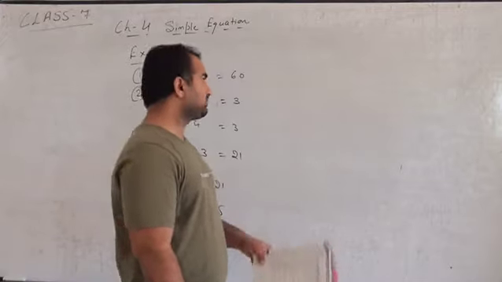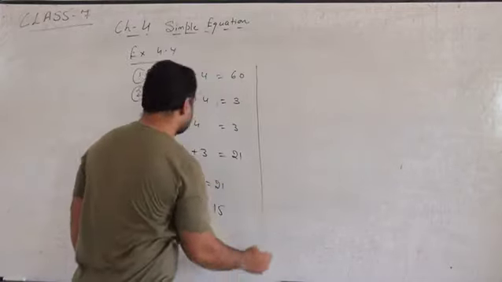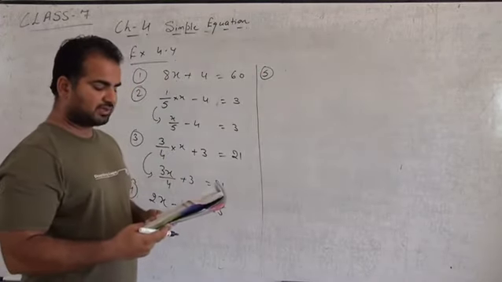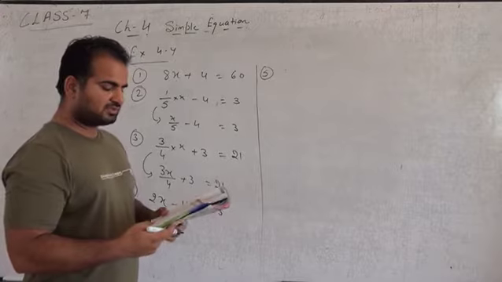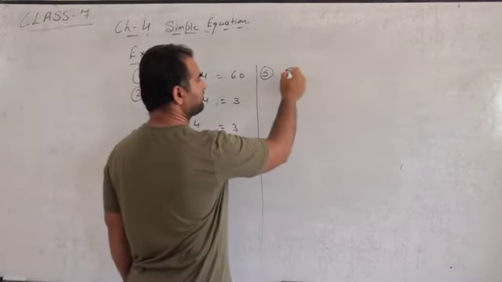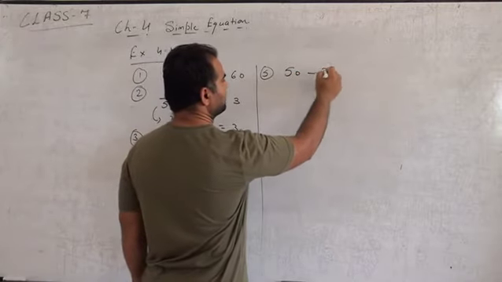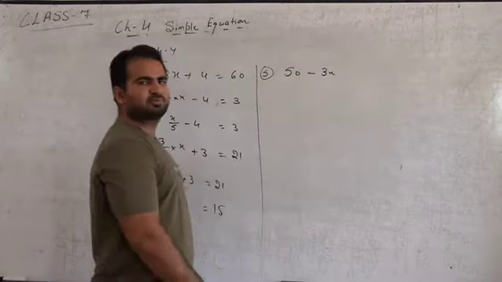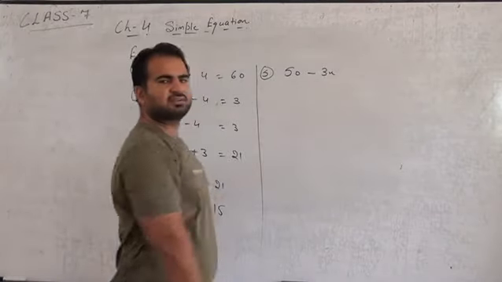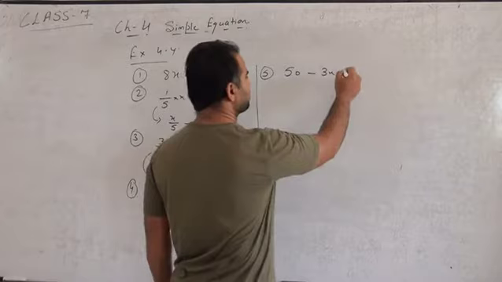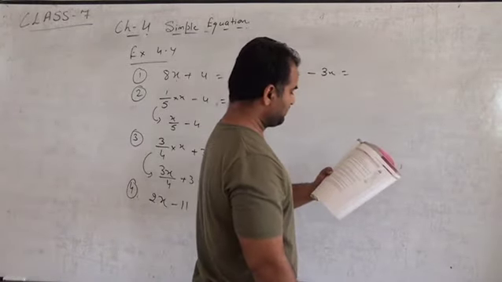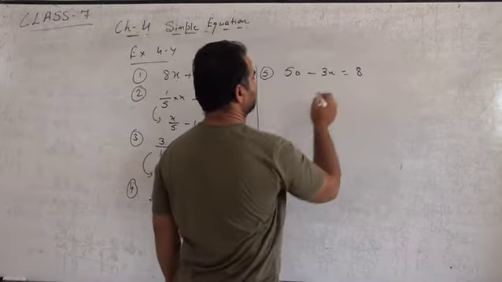Next, fifth: Munna subtracts thrice the number of notebooks he has from 50. He finds the result to be 8. Munna subtracted thrice the number of notebooks from 50. We don't know how many notebooks he has, so we have written it as x. Then the result will be 8, so 50 minus 3x equals 8.